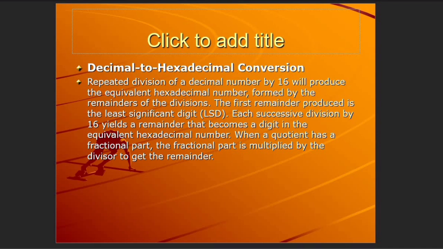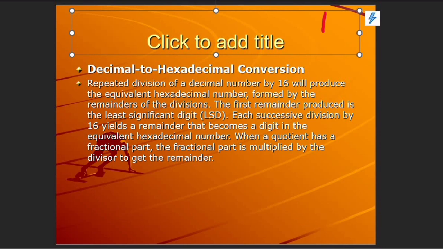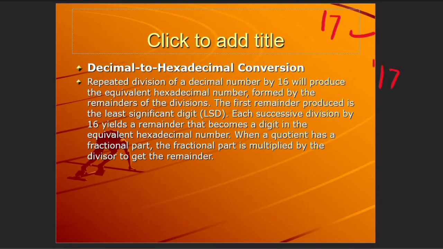So if we have the decimal number 17, what is 17 in hexadecimal? If you want to convert this 17 into a hexadecimal number, we can simply divide it by 16 and write the remainder on the side. So 16 ones is 16 and the remainder will be 1.